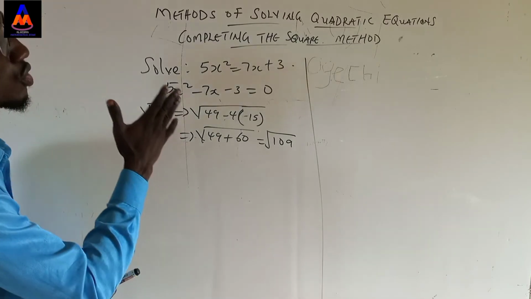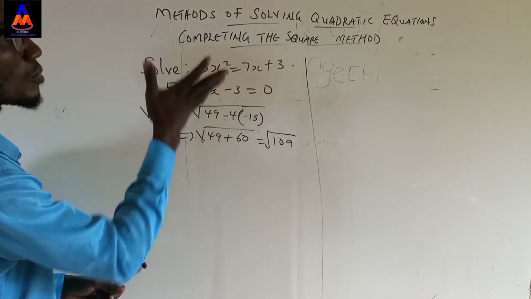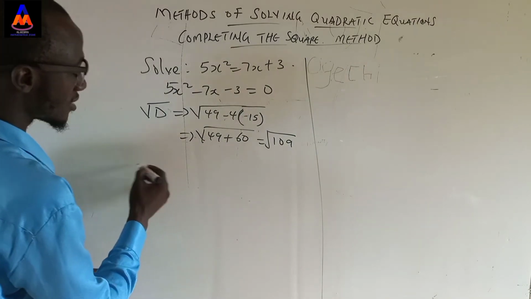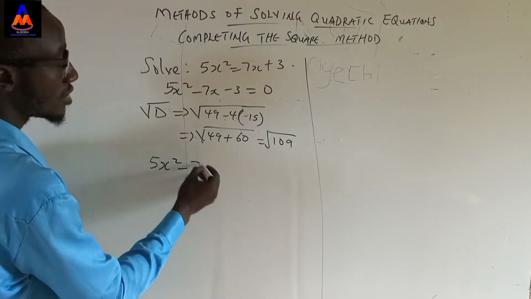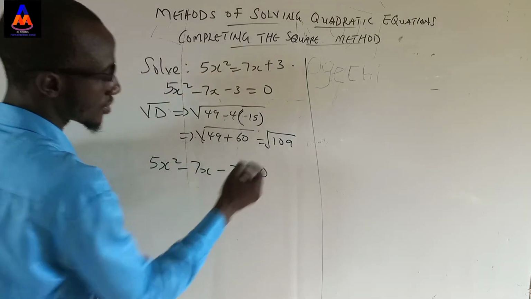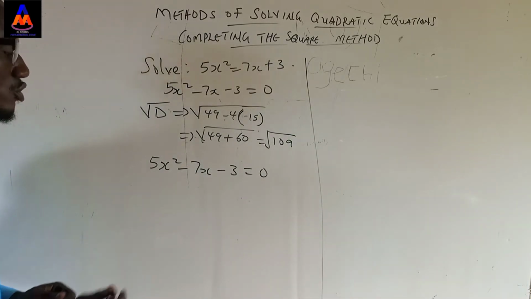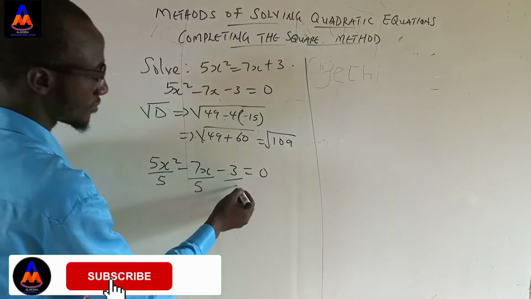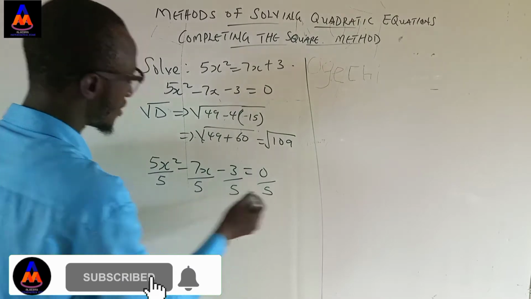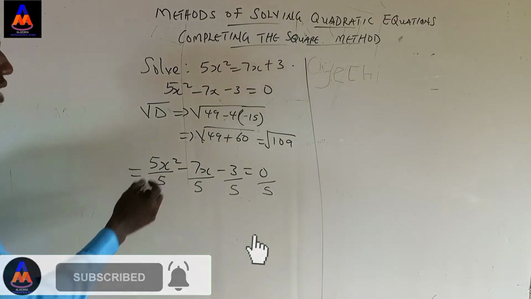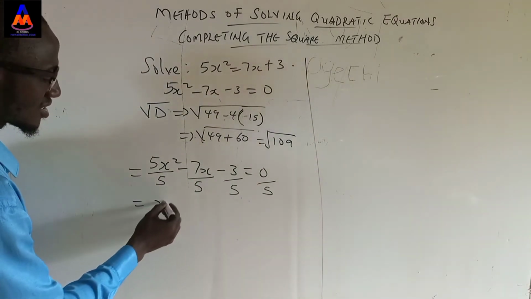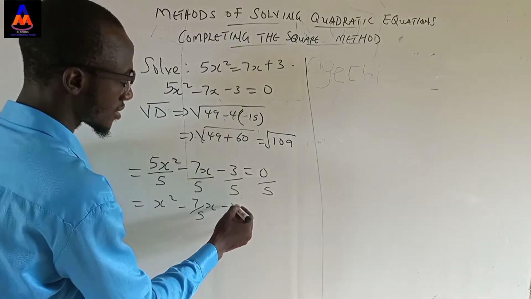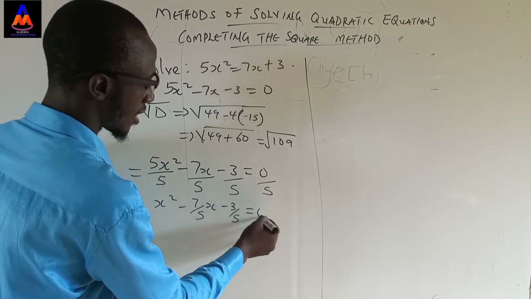So let's go through this question using the completing the square method. I'm rewriting the question again: 5s squared minus 7s minus 3 equals 0. The first step is to make sure that the coefficient of s squared is 1, by dividing all through by its coefficient. So this is s squared minus 7 over 5 s minus 3 over 5 equals 0.